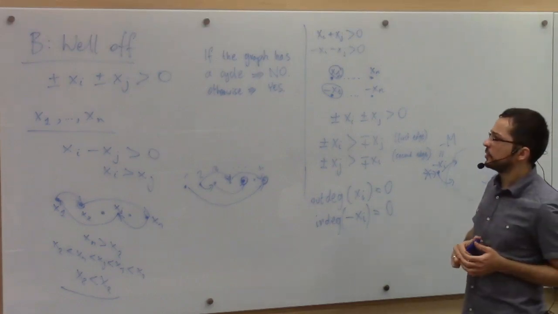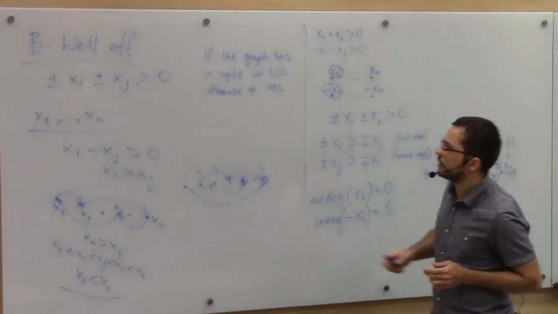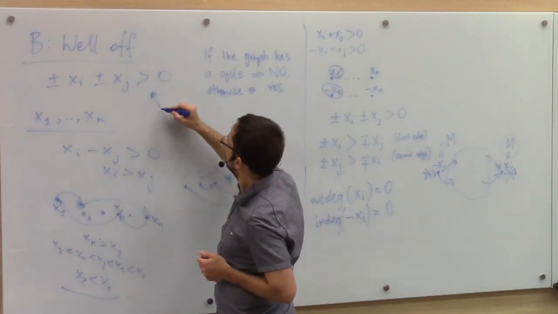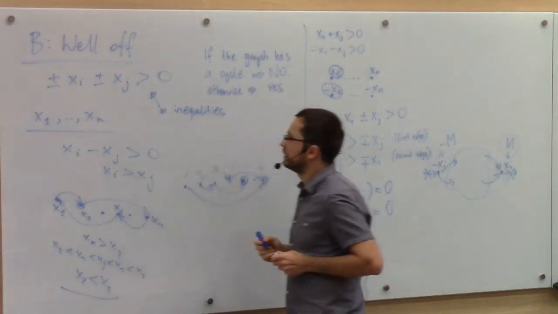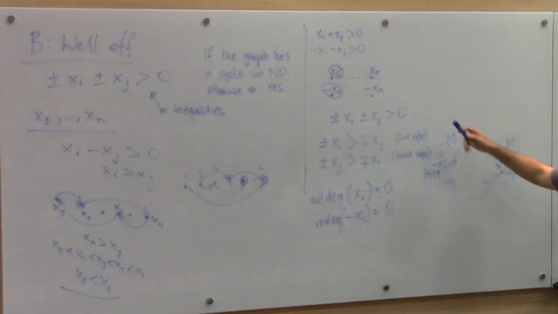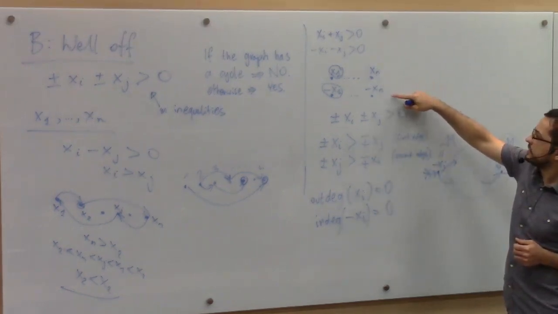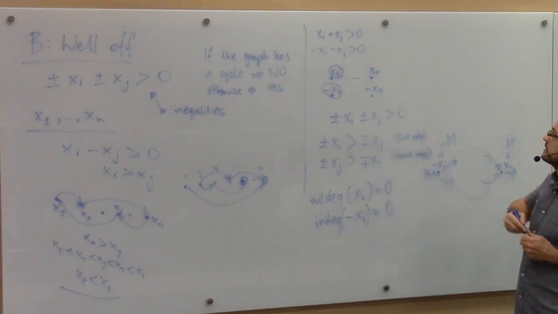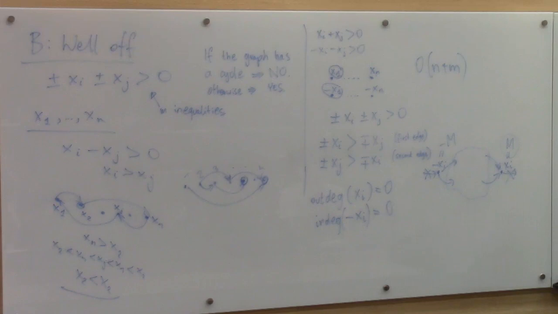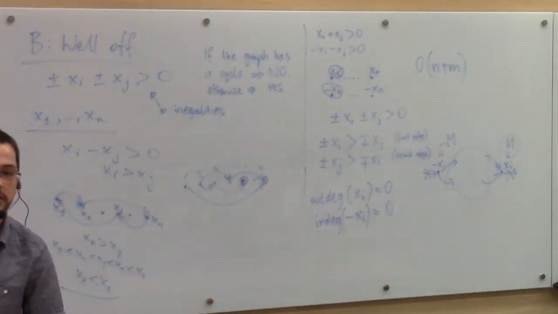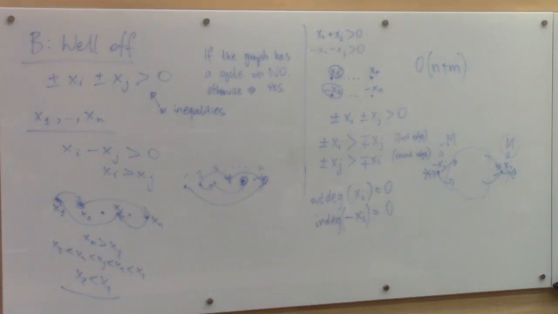Okay, so what is the time complexity of the solution? We had n variables and we had m inequalities. And we are constructing here a graph with 2n vertices and 2m edges. So basically the size of the graph is n plus m, and since finding whether the graph is acyclic or not runs in linear time, the algorithm will run in linear time. And that's it for the problem. Okay, any questions?